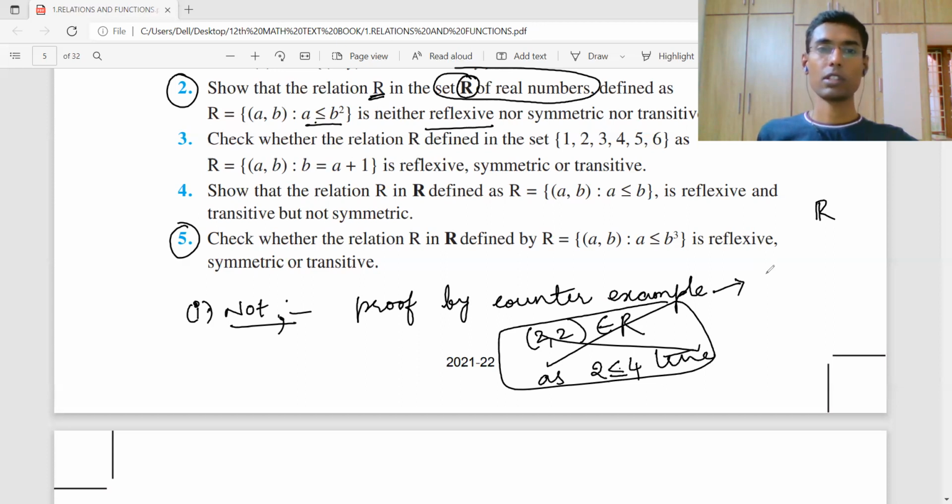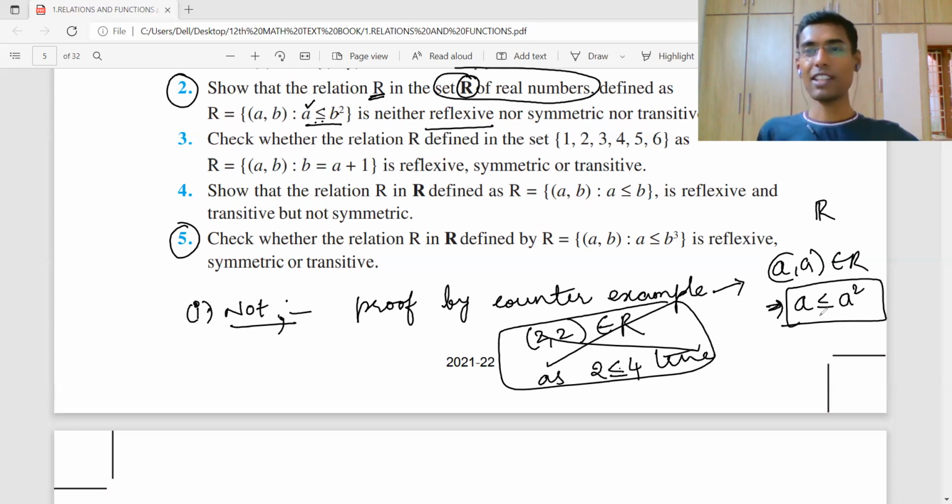Yeah, tell me. So see here, a is definitely less than or equal to b squared. (a, a) belongs to R implies a is definitely less than or equal to a squared. Yes or no? Yes, sir. But here all real numbers. For any integer, this is okay: 1, 2, 3, 4 it's okay, but it's not okay for fractions. Exactly, 1 by 2.